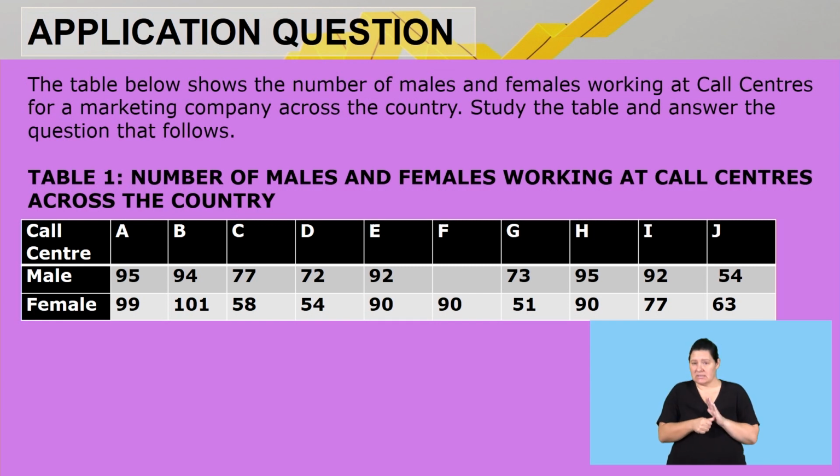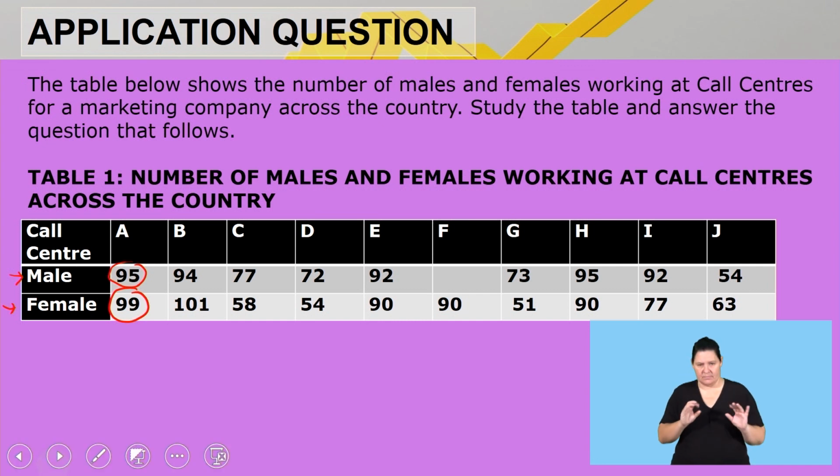Also important to note here is that we listed the call centers from A to J, and that gives us 10 call centers. So that's important to know how many call centers we are working with. Then we also indicated our males and our females. For example, at call center A, we have 95 male workers, and 99 female call center agents, right? So it's always good to first familiarize yourself with what is presented to you, okay? See what it's about, take some 30 seconds to a minute and see what the data is all about.